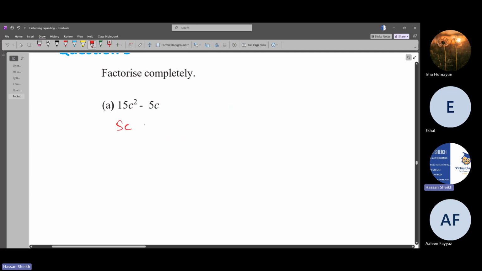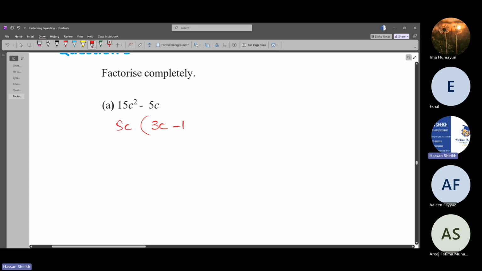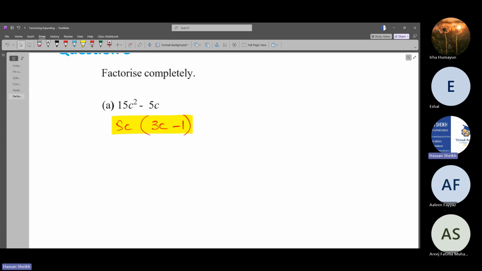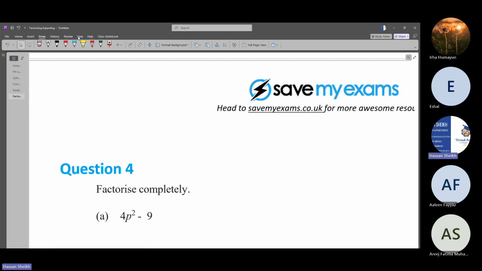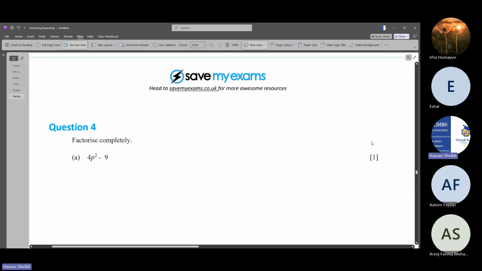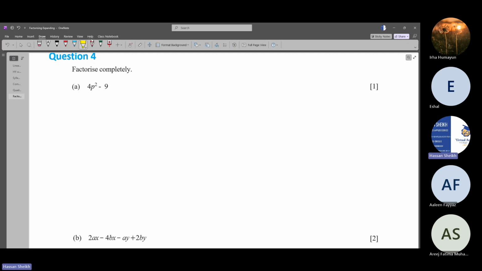Moving on to the next one, 15c squared minus 5c. We take 5c common, and inside the bracket, 3c minus 1. We're done. No further simplification. Am I audible to you? Yes. Okay. So moving on, let's leave these questions because we have done a lot of easier questions. We need to focus on a few more questions from factorization, and then we'll start the quadratic formula, and later on the completing square method.